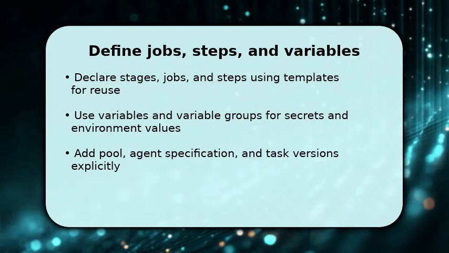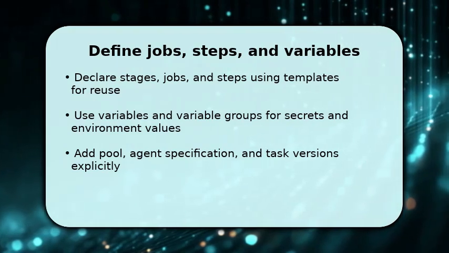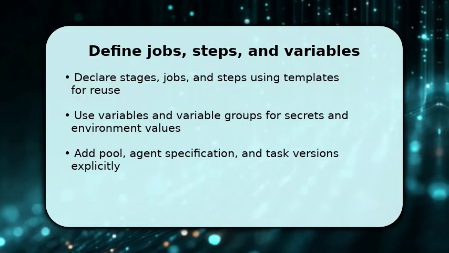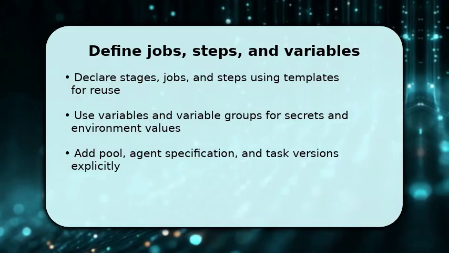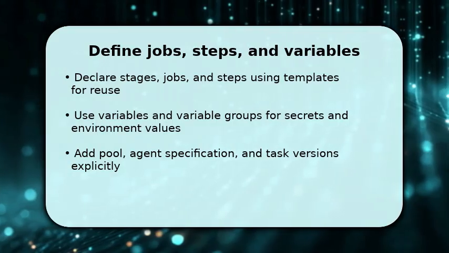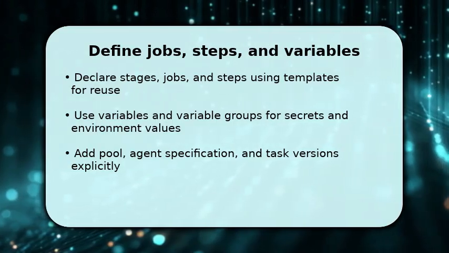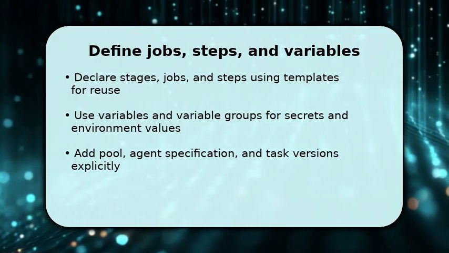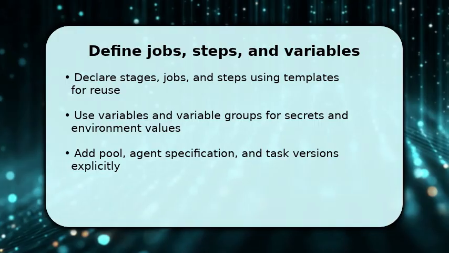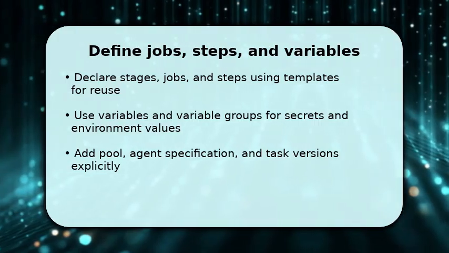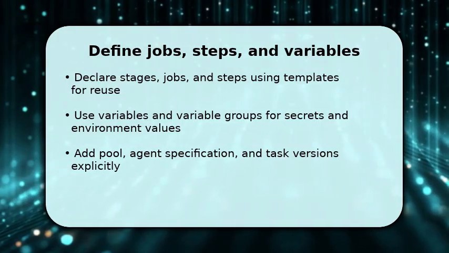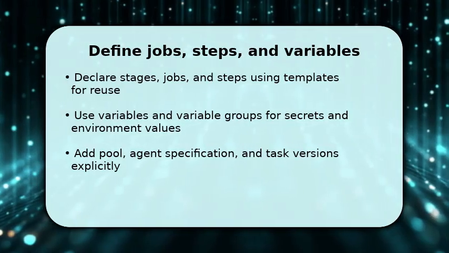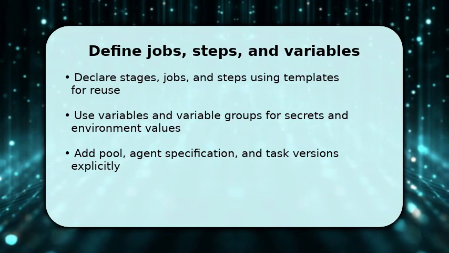You now define the core of the build: stages, jobs, and steps, and explain why each matters. Start with one stage and one job to confirm syntax, then expand into multiple jobs or deployment stages for parallelism. Use variables and variable groups to centralize configuration and protect secrets, and reference templates to avoid repetition. Make sure to specify the agent pool and task versions so builds are reproducible. Once you validate locally, push changes and run a test commit to observe the job execution.